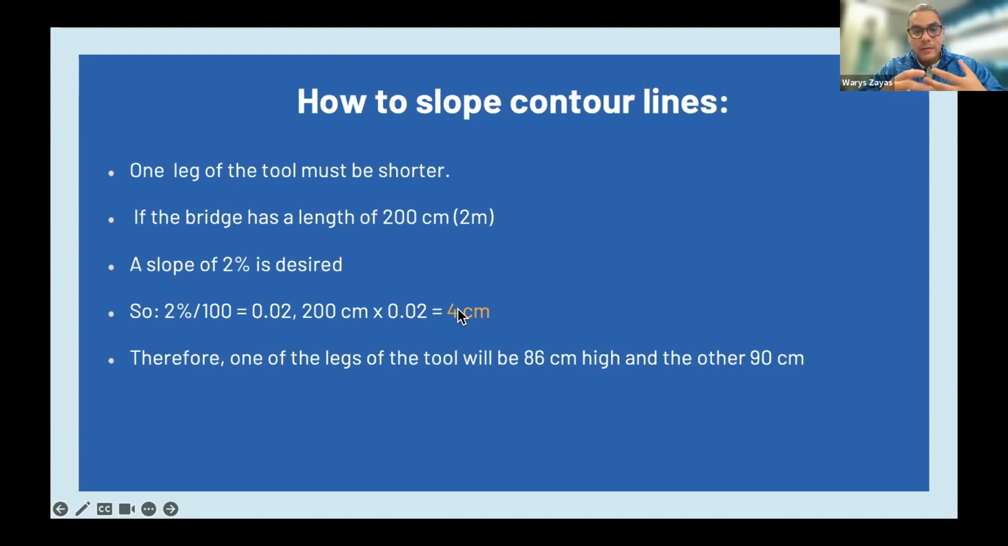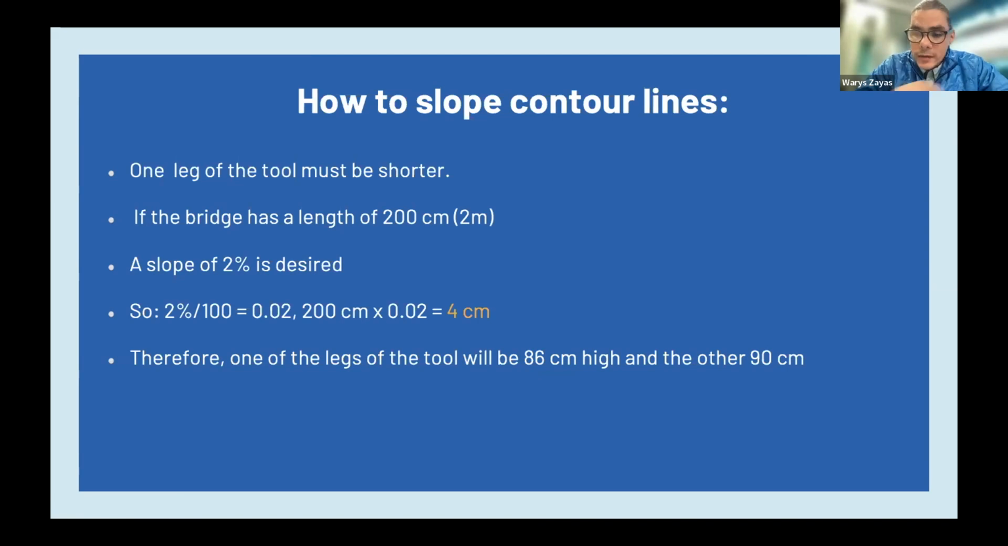So that implies, or therefore, one of the legs of the tool should be 4 centimeters shorter than the other one, right? In my case, my easel has legs with a height of 90 centimeters, which implies that I need to cut 4 centimeters from the other one, which equals 86 centimeters, right? So one of my legs in my tool will be 90 and the other one will be 86, right?